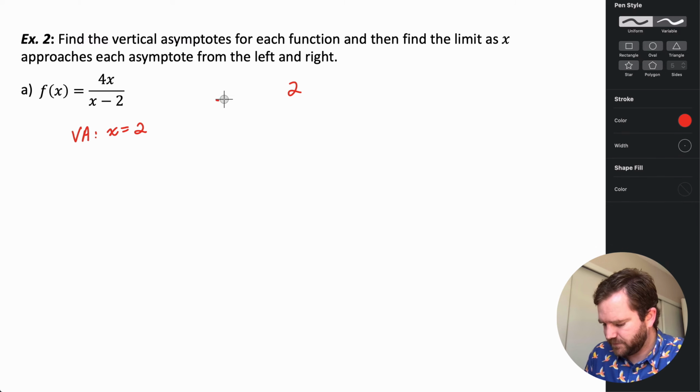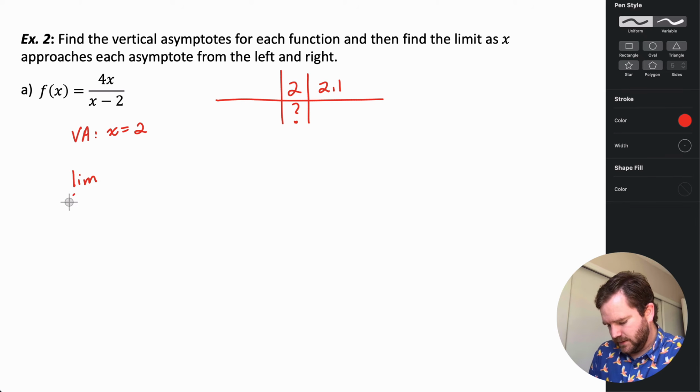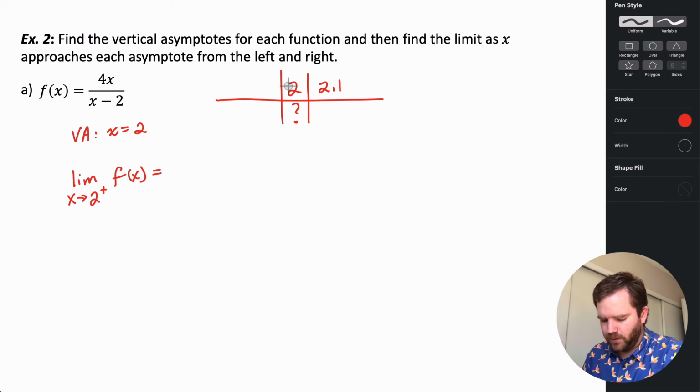So if I plug in 2, right? So if I'm just looking at 2, I don't actually know its value there because its value is not defined. But if I pick a number just a little bit to the right of it, let's say 2.1, what would my right-hand limit be? So this is the limit as x approaches 2 from the right of f of x. So if I plug in 2.1, my top is going to be positive. It would be 8.4. If I plug in 2.1 in the bottom, it's going to be 0.1. It's also going to be positive.